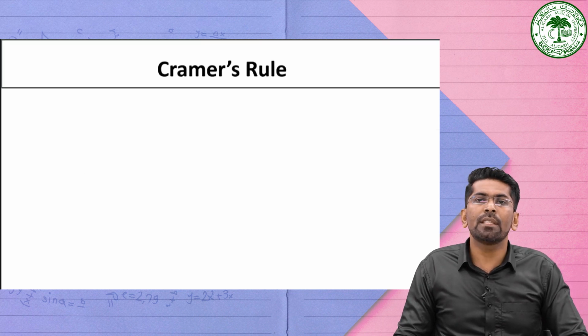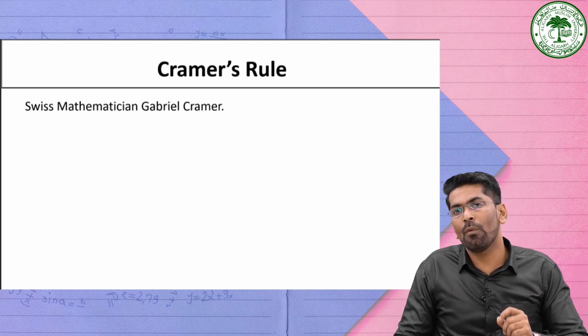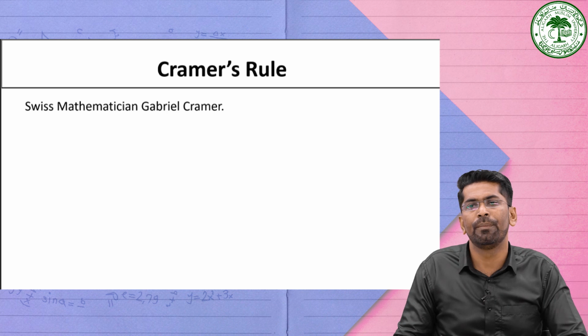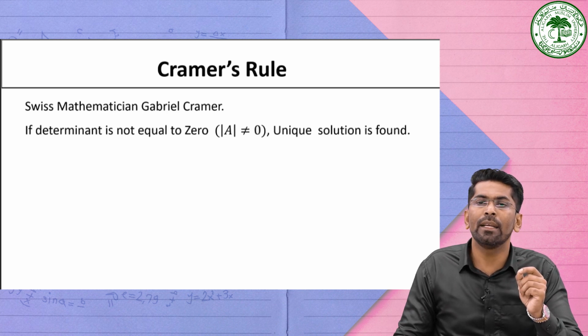Cramer's rule is named after its innovator, the Swiss mathematician Gabriel Cramer. Cramer's rule provides a formula for finding the value of the unknown variables in the linear equations without explicitly solving the entire system. The rule states that if the determinant of the coefficient matrix of the system of linear equations is non-zero, which means it is a non-singular matrix, then the system has a unique solution.